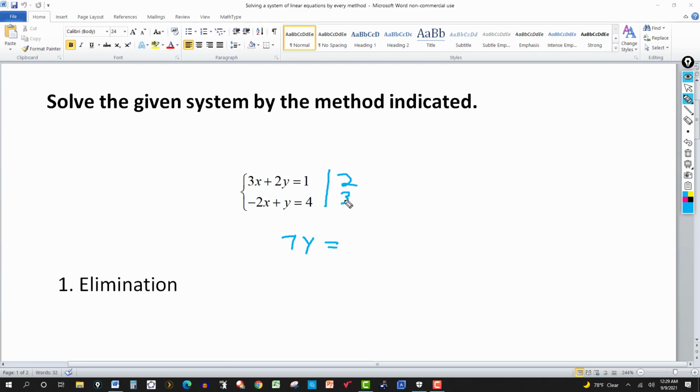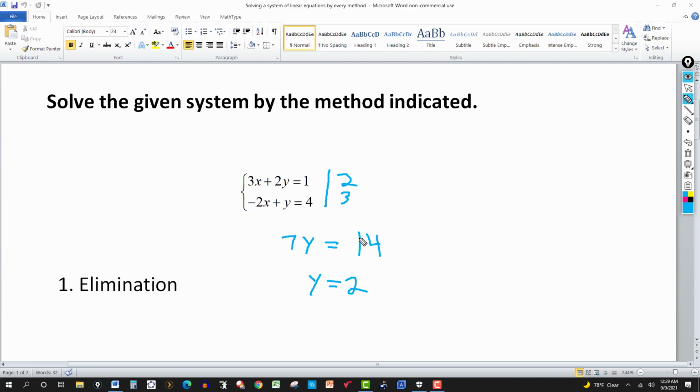And then for this one here, 3 times 4 is 12, and then 2 times 1 is 2, 12 and 2 is 14. Y equal to 2. Okay, same thing we got in the other one.